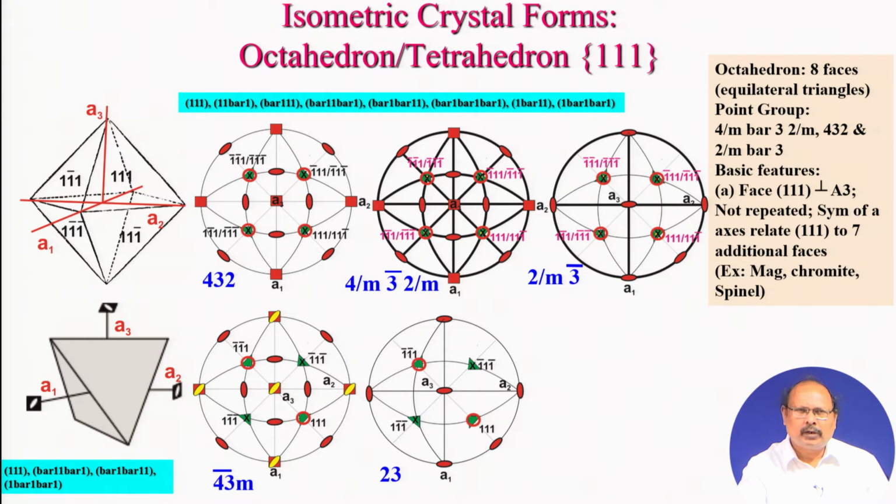Now, where will your 1 1 1 face plot? Let us consider this particular point group of symmetry, that is 4 3 2. Now, you now know this particular point here, which has a mirror index symbol at this point.